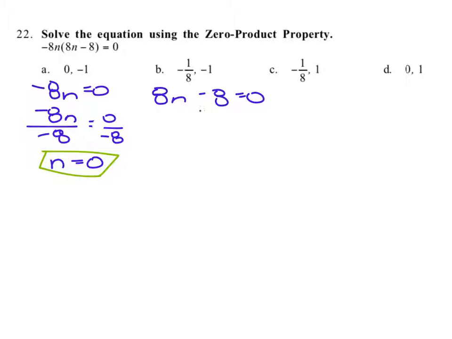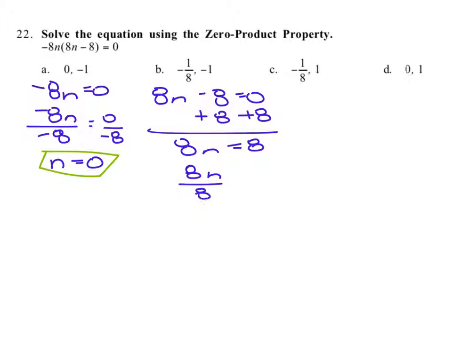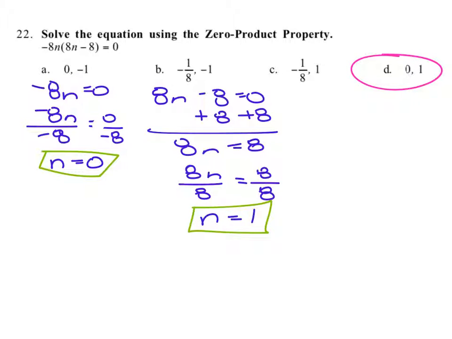Okay, now what do we have to do here? Plus 8, 8n equals 8. And if 8n equals 8, then solving by dividing both sides by 8 means n is equal to 1. And so we got two numbers, 0 and 1, that are the solution. And where do we see that? We see that in D. All right, that was it, done.